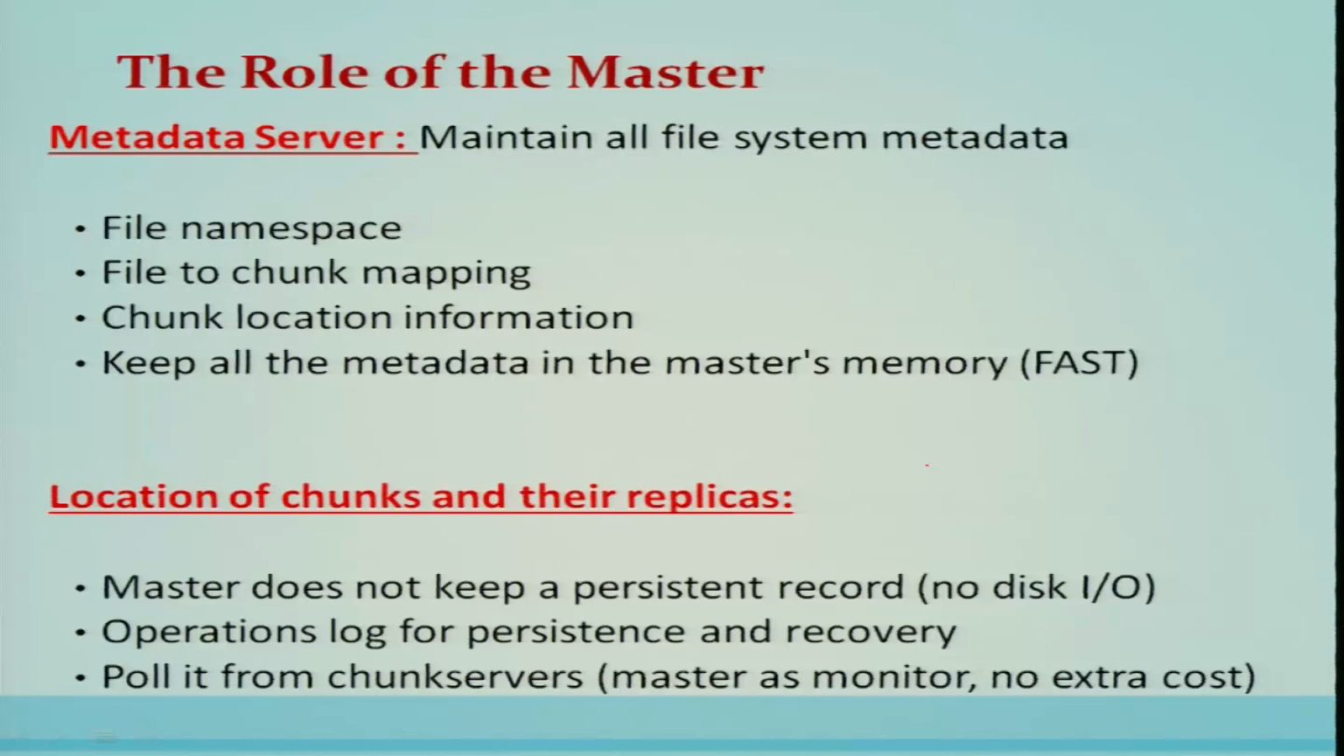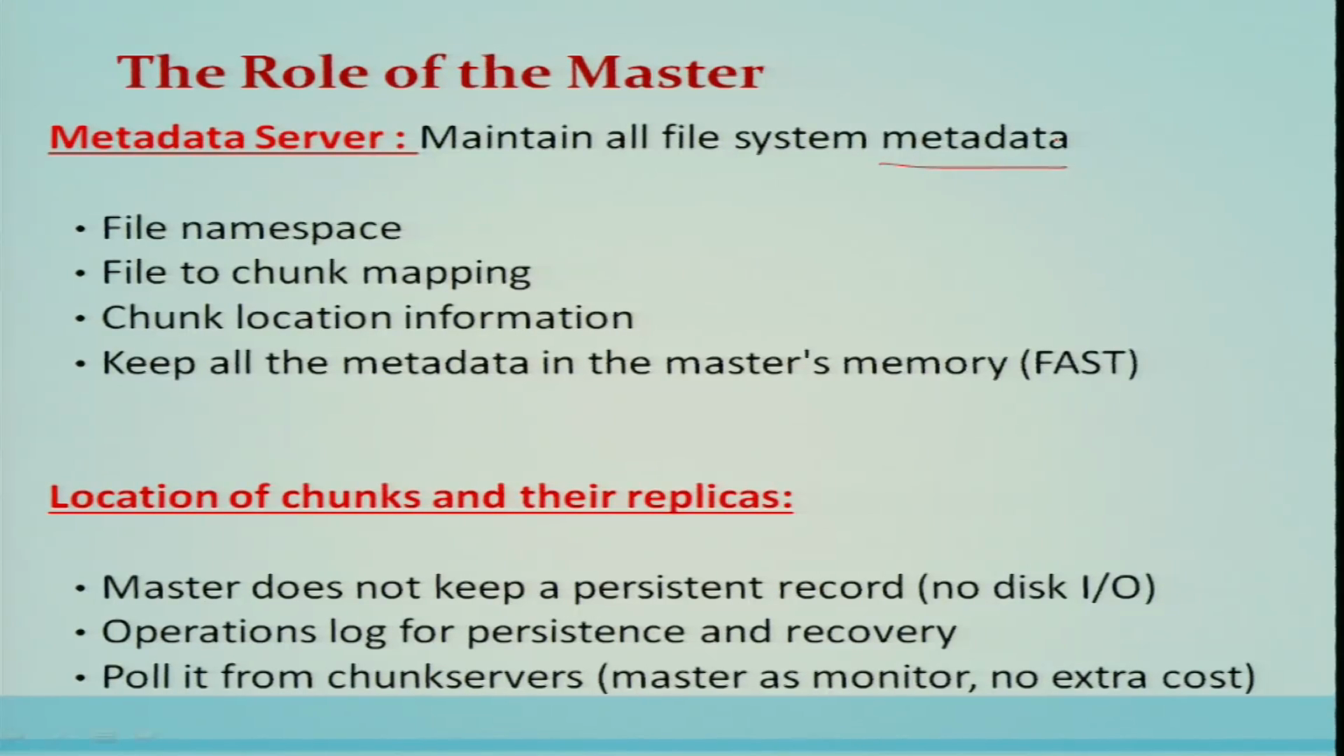Now, let us see what the master does in Google file system. The role of the master is basically that of a metadata server. That means it maintains all file system metadata, that is, information about where the data is stored and information about the file system. This is called metadata and it is maintained at the master. The master handles the file namespace, file to chunk mapping, and chunk location information, and keeps all the metadata in the master's fast memory.